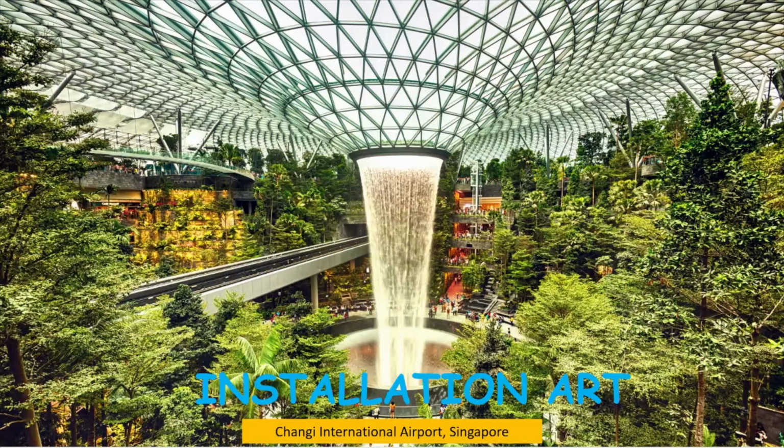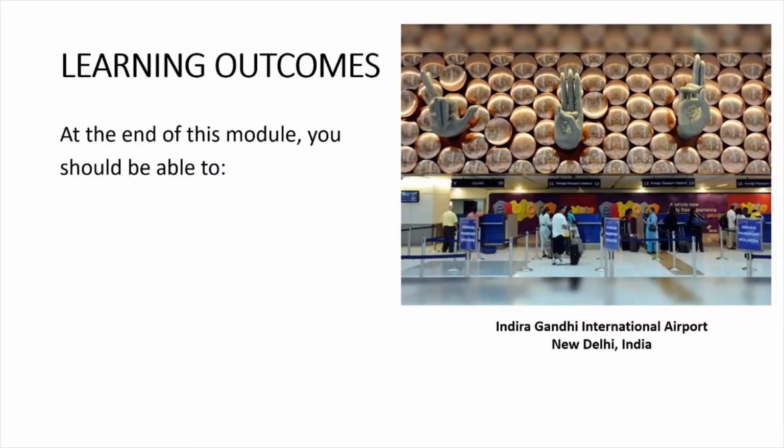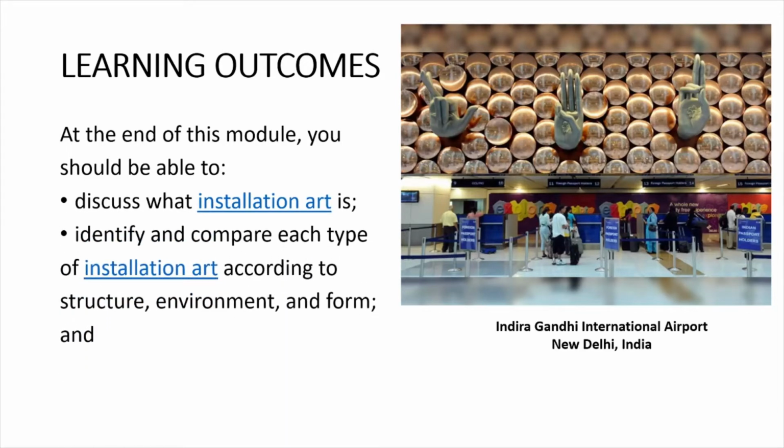The learning outcomes are the following. At the end of this video, you should be able to discuss what installation art is, identify and compare each type of installation art according to structure, environment, and form, and give examples of famous installation art.